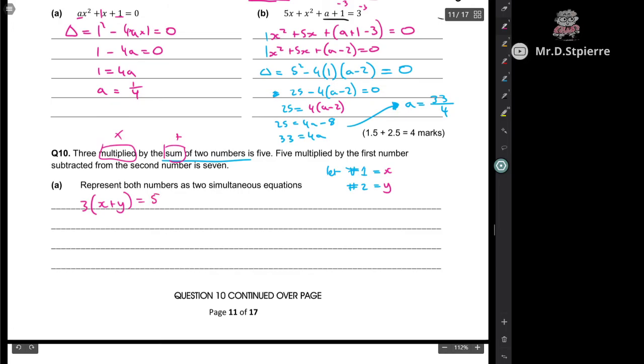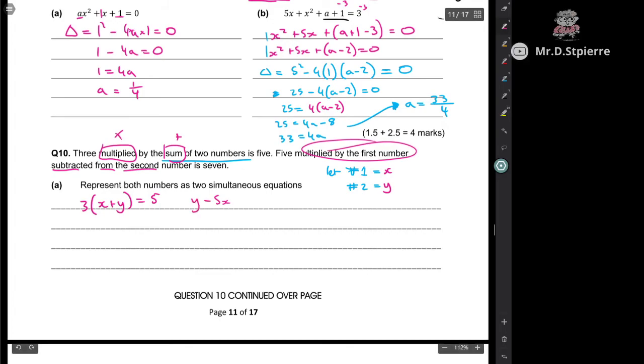And then 5 multiplied by the first number, which is x, subtracted from the second number is 7. So you have to be a bit careful in this. We have 5 multiplied by the first number, and we're then subtracting that from the second number. So whatever this first bit here is, we're then taking away from the second number.